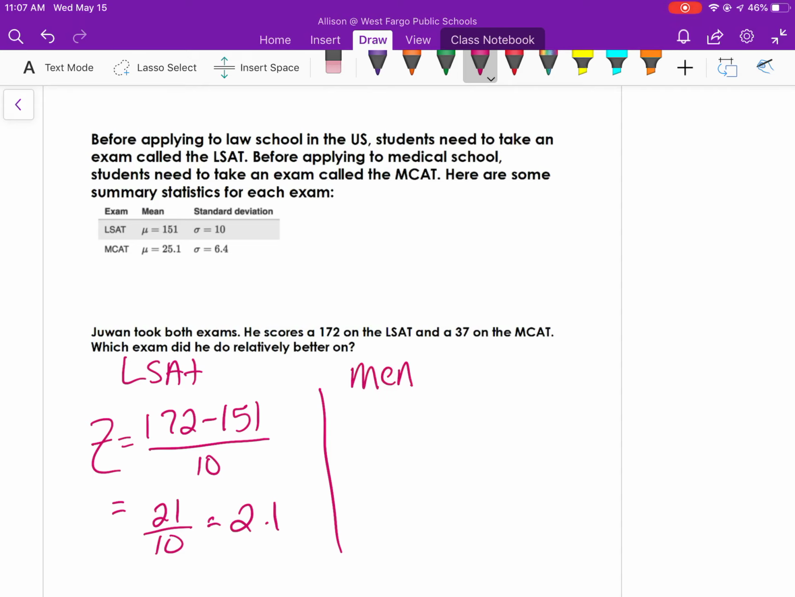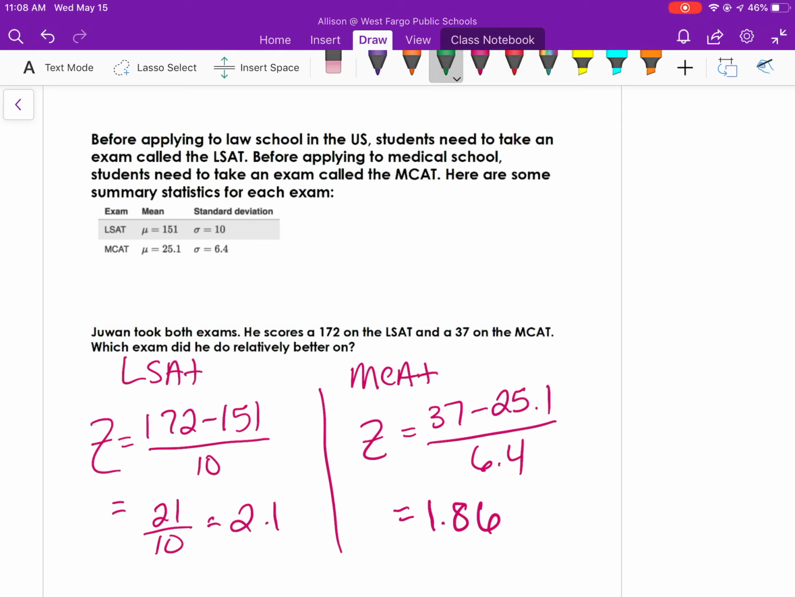For the MCAT, I would get a z-score. His score was 37, subtract the average of 25.1, and then divide by 6.4. Okay, I'm going to have to get a calculator. Hang on just a second. Okay, I got a z-score of 1.85. 1.59, so about 1.86 there.